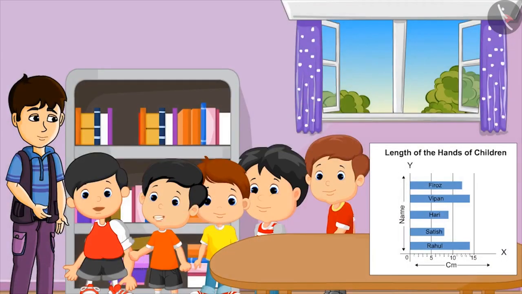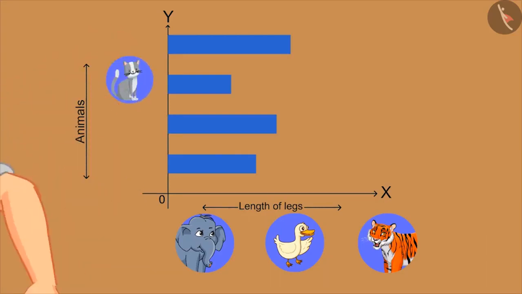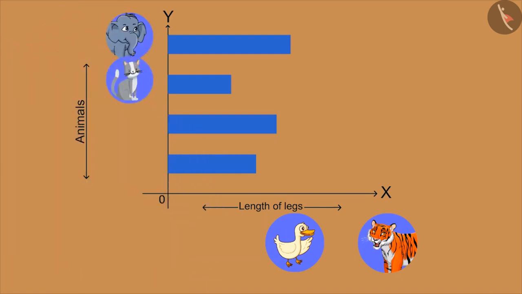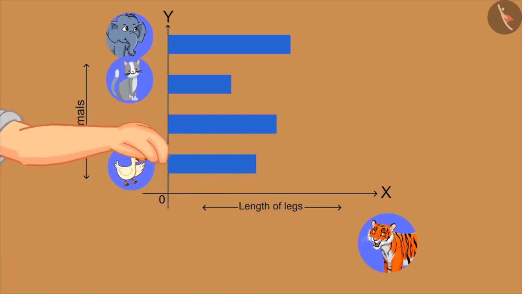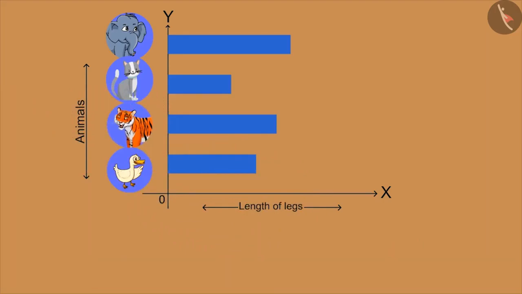Brother, let's make some more strip charts. Sure. Look at these strips. Can you guess and identify the animal having this length of legs? You all can put the animal sticker on the right strip. Brother, let me do first. Yes, very good. This one is of an elephant. Very good. And this one is of a duck. Great. This is of a tiger.